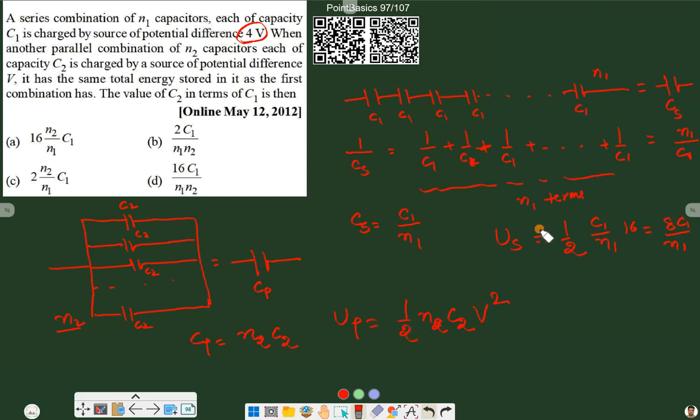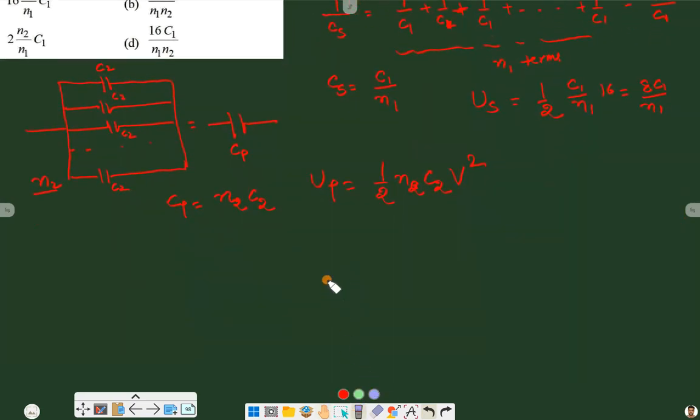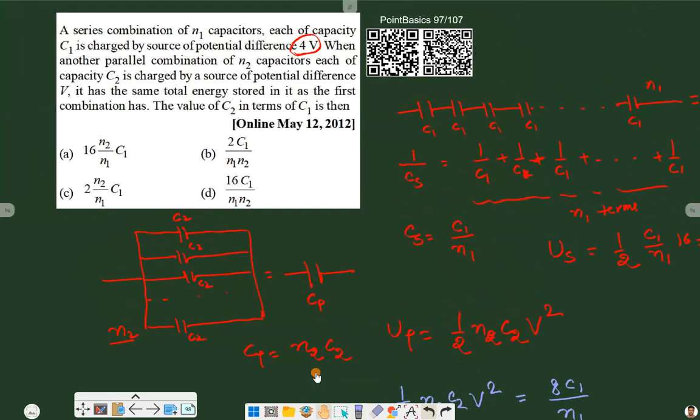Now this Up is equal to US, so we have to find C2 in terms of C1. When we compare both of these, half N2 C2 V square is equal to 8 C1 by N1, and we will also need the value of V for this to be solvable. Let me check if there are some values missing. Okay, there are no values missing.